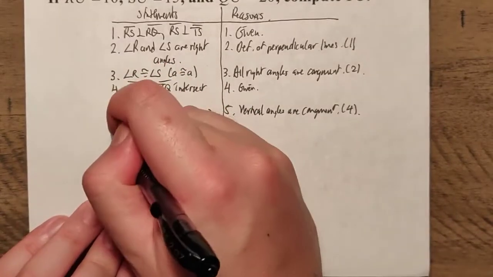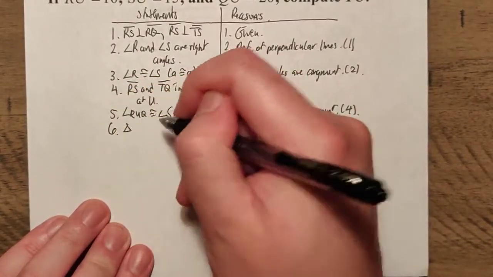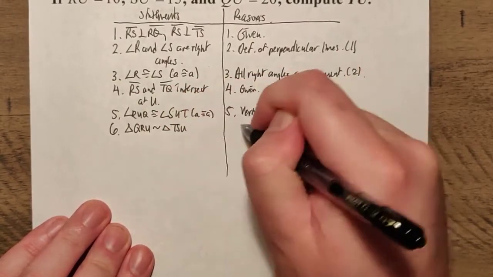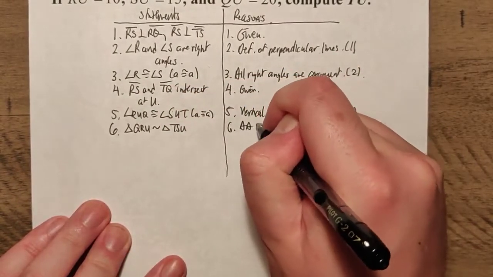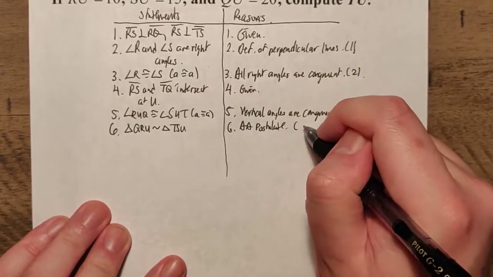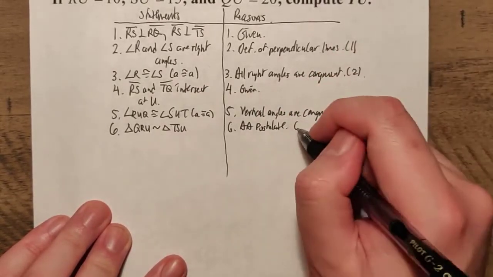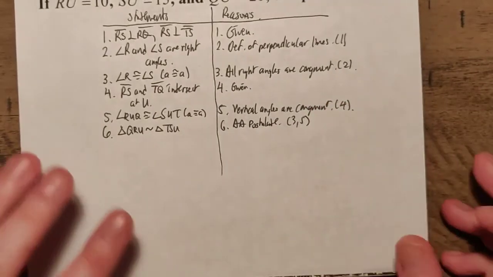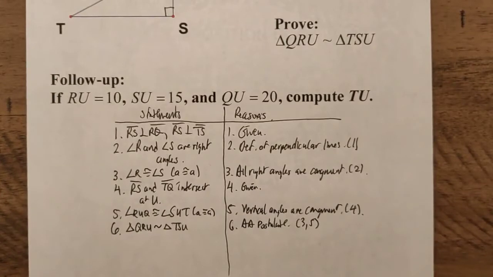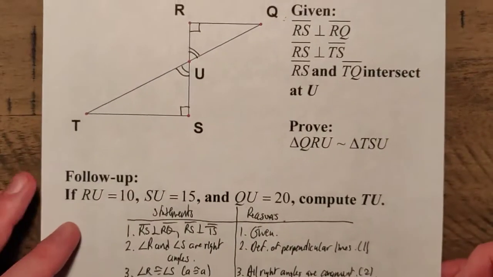Now we can prove the triangles are similar because we have our two pairs of angles. So we can say that triangle QRU is similar to triangle TSU, and that's because of the angle-angle postulate. That should be from steps 3 and 5. Wonderful. Our proof works very nicely, just as if we were doing a congruence triangle proof. But now let's go to the follow-up.